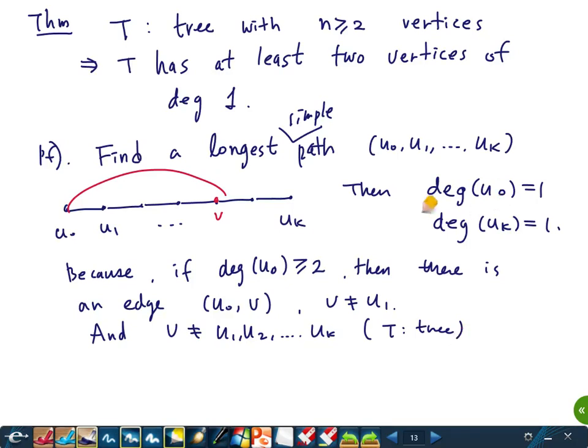That's the reason why this is 1, and also that this is 1. And we just found two different vertices of degree 1. Okay. And that's it. Any question about this proof?